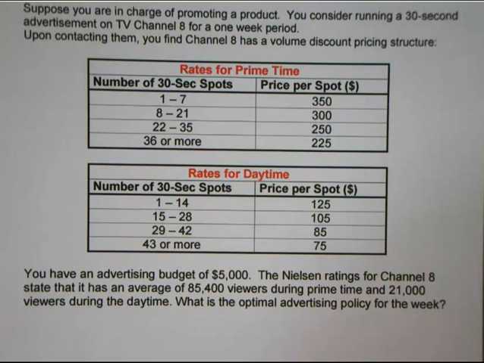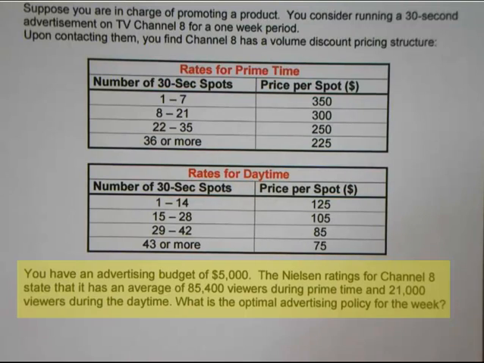Suppose you are in charge of promoting a product. You consider running a 30-second advertisement on TV Channel 8 for a 1-week period. Upon contacting them, you find Channel 8 has a volume discount pricing structure. Couple of tables. First one, rates for prime time, and then a second table spelling out the rates for daytime.